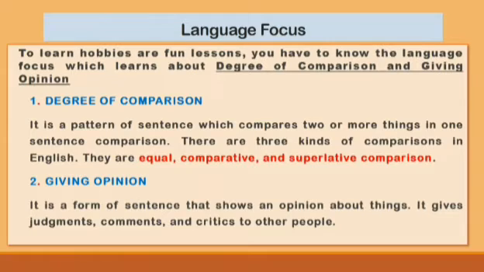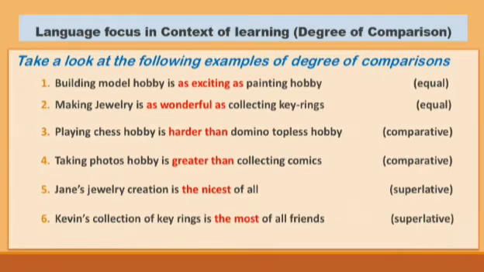The second is giving opinion. What is giving opinion? It is a form of sentence that shows an opinion about things. It gives judgments, comments, and critiques to other people. For example, I think swimming hobby is exciting to do. This sentence shows the opinion that swimming is exciting. Let's get to know language focus in the context of learning degree of comparison.